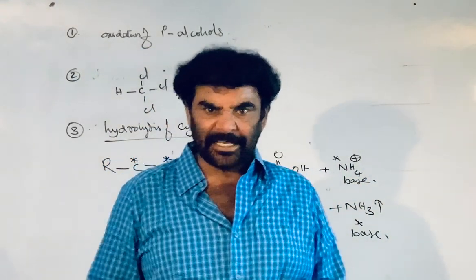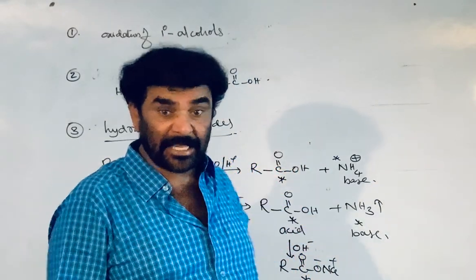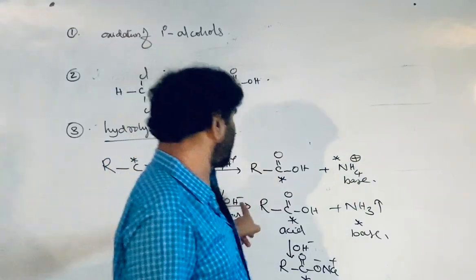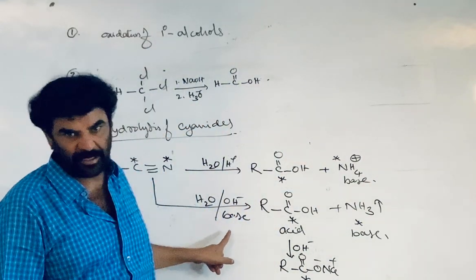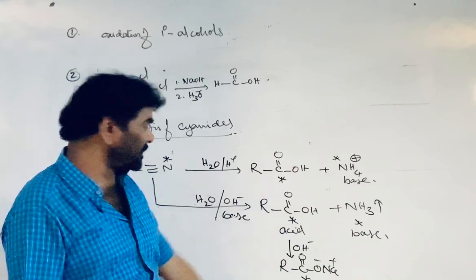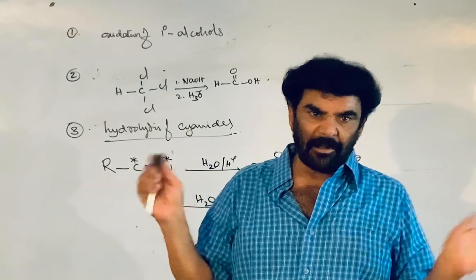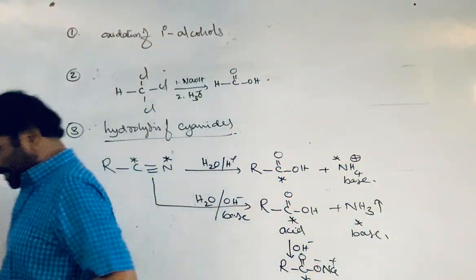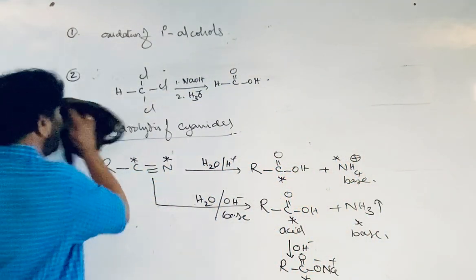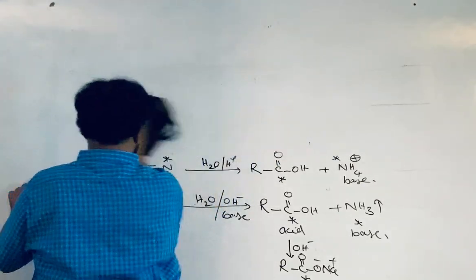For the identification of the cyanide, cyanide on hydrolysis produces ammonia gas. Under what conditions? When it is treated with basified water, that is an aqueous solution of the base, then only ammonia is liberated. If it is hydrolyzed in acid media, that is not possible at all. So that is the best method for the preparation of carboxylic acids.